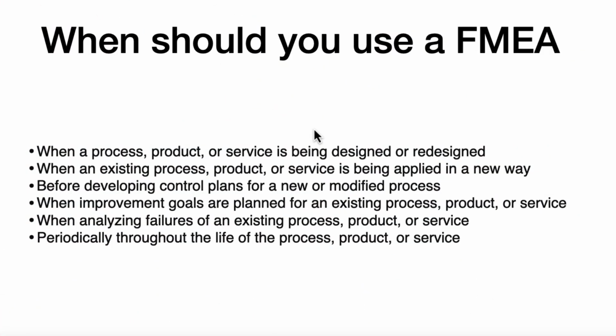So when should you use an FMEA? You can use an FMEA when a process, product, or service is being designed or redesigned, when an existing process, product, or service is being applied in a new way, before developing control plans. And you should also use an FMEA when improvement goals are planned for an existing process, product, or service, when analyzing failures of an existing process, product, or service, and periodically throughout the life of the process, product, or service. It's a lot. So when do I use FMEAs?